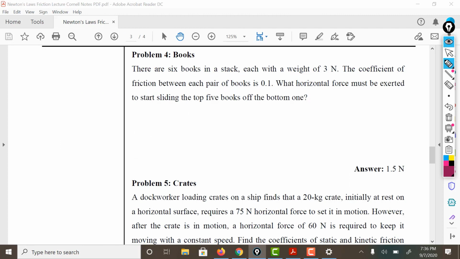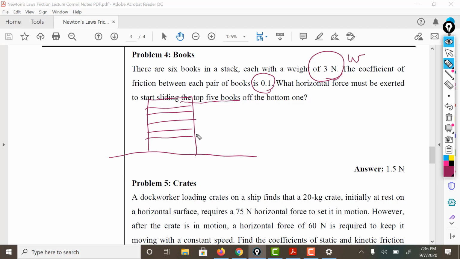Problem 4. We have 6 books in a stack. Each book weighs 3 newtons. The coefficient of friction between each book is 0.1. However, the problem is asking us to move the top 5 books off of the bottom one. So we're only interested in, here's a table, here are the 6 books, the interaction happening right here between these 2 books. We know that the mu at this point is going to be 0.1.